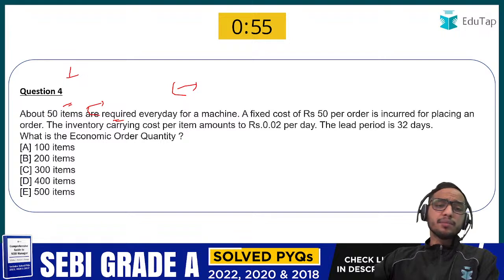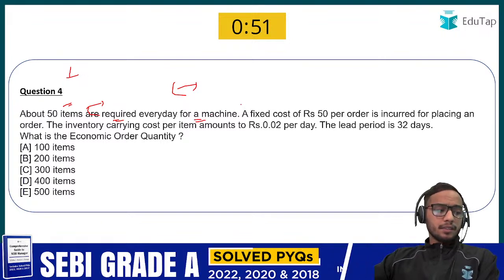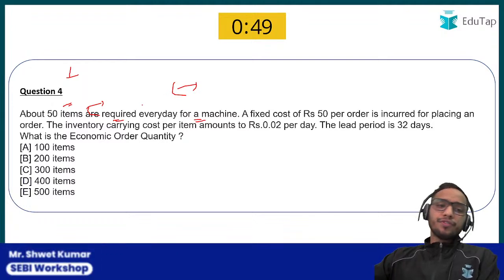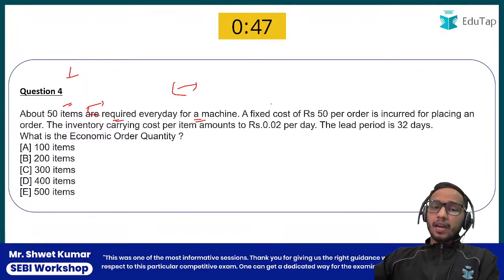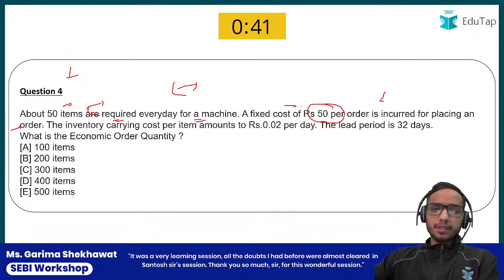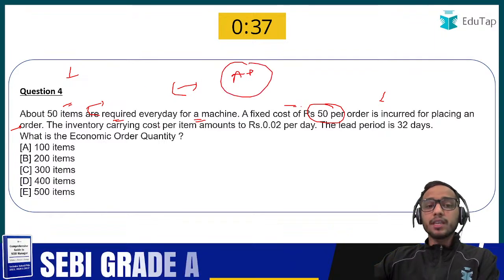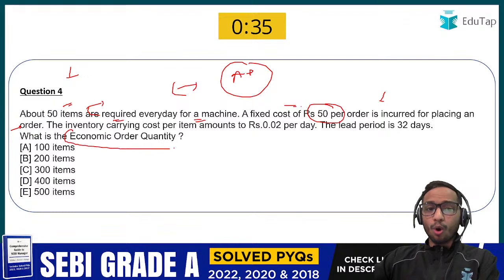About 50 items are required every day for a machine, and a fixed cost of rupees 50 per order is incurred for placing an order. So what you have been given, the annual demand you need to calculate. You have to calculate the economic order quantity.